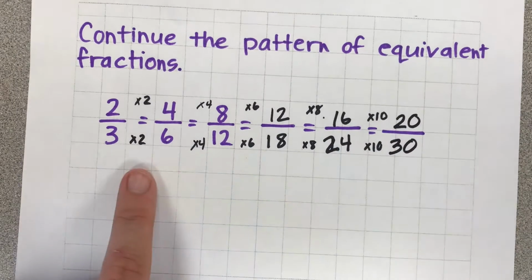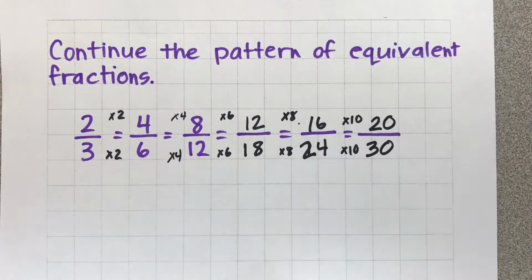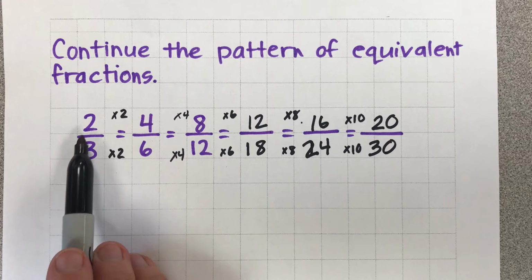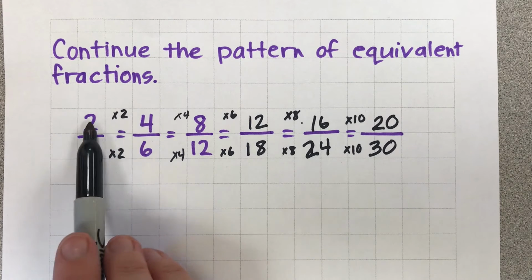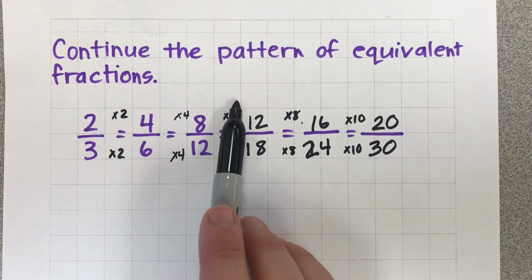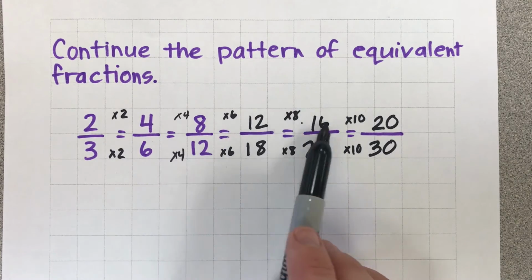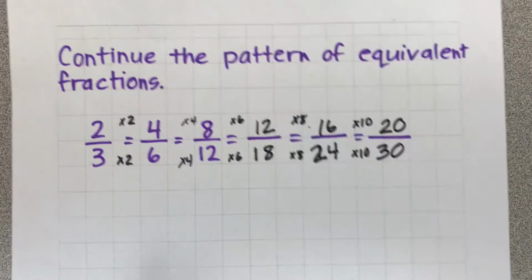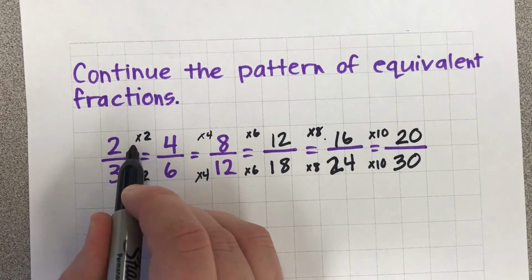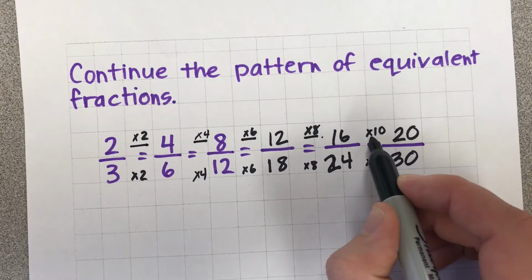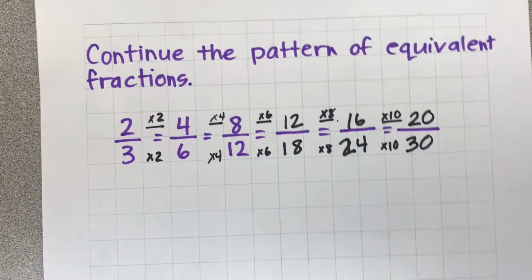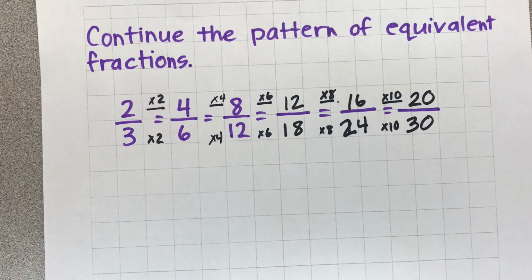So this follows the pattern because as we saw, it went 2 times 2 is 4, and then 2 times 4 is 8, 2 times 6 is 12, 2 times 8 is 16, 2 times 10 is 20. So we just really increased the number we were multiplying by 2, and that kept the pattern going. Okay?